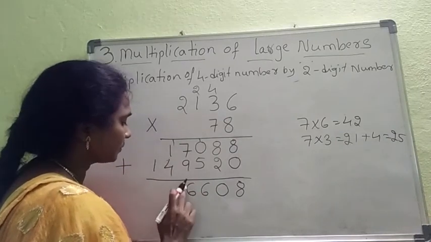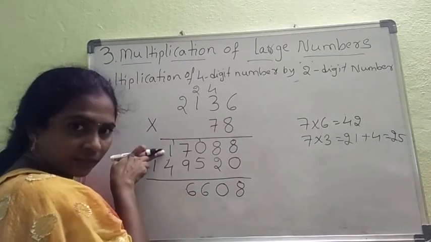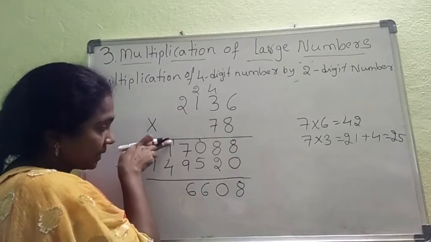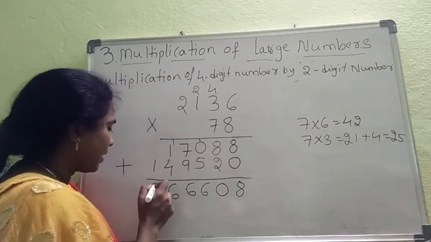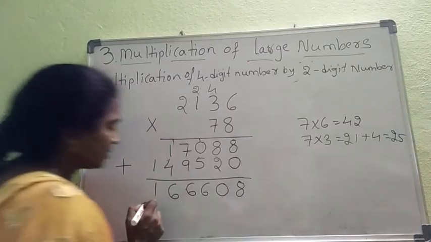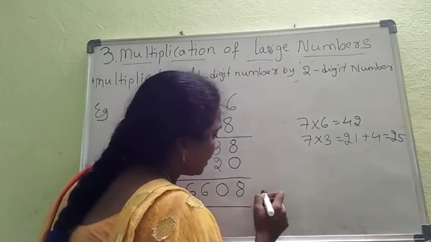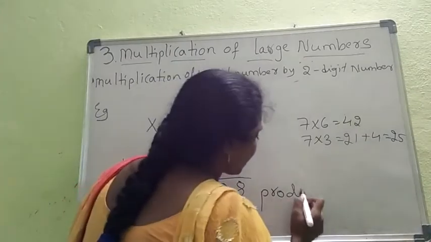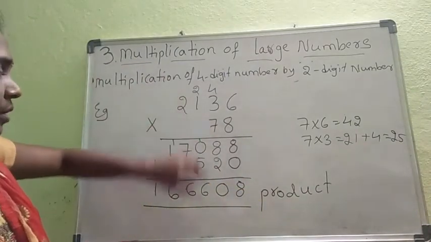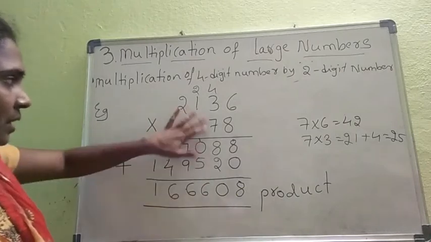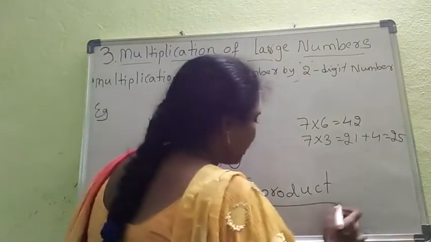This is 6. Next, 4 plus 1, 5. 5 plus 1 carry is there, right? 5 plus 1, that is 6. And 1 should write as 6. This is the final answer. The final answer is called a product, right? The multiplication of these two numbers, right? The result of this multiplication of two numbers is called a product.